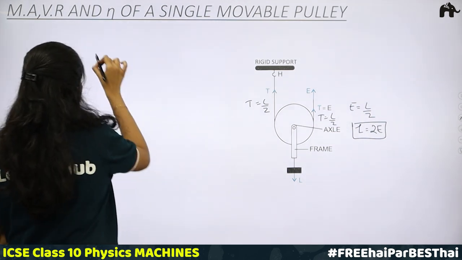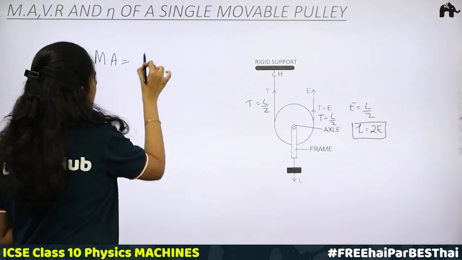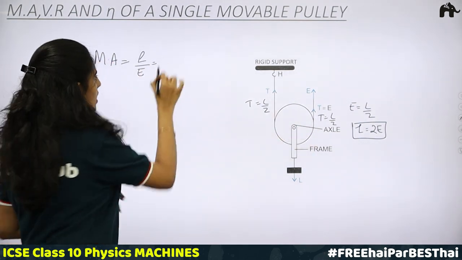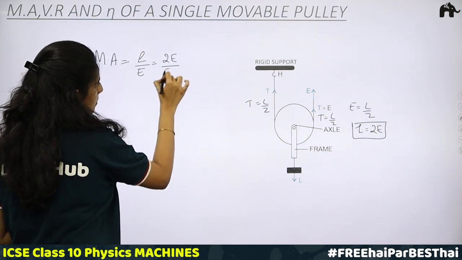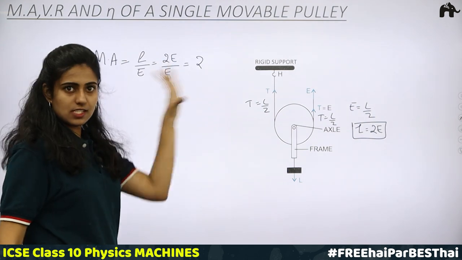Okay. Now, we can find the mechanical advantage. Mechanical advantage is equal to load divided by effort. Here, the load is equal to 2E, 2 times effort divided by effort. Cancelling, you get 2. Mechanical advantage is 2.